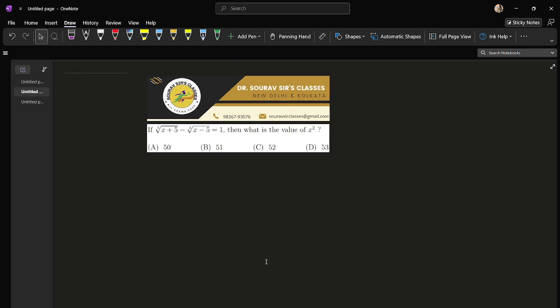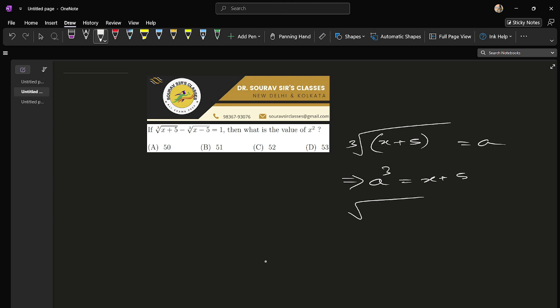So what can be done? Let us take the cube root of x plus 5 to be a. Then our a cube will be x plus 5. Similarly, the cube root of x minus 5 is b. Then we can see that our b cube will be x minus 5. Okay. So what can be done after that?